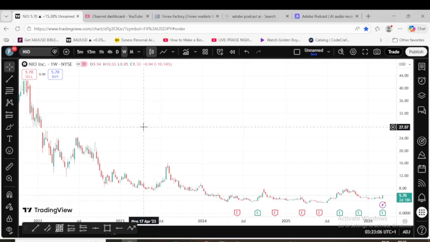Good morning, everyone. Today we're doing a top-down analysis on NIO Incorporated. These are stocks starting from the 1 week time frame.